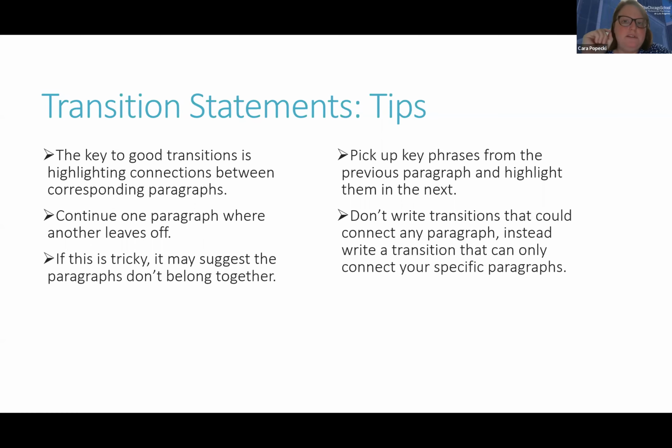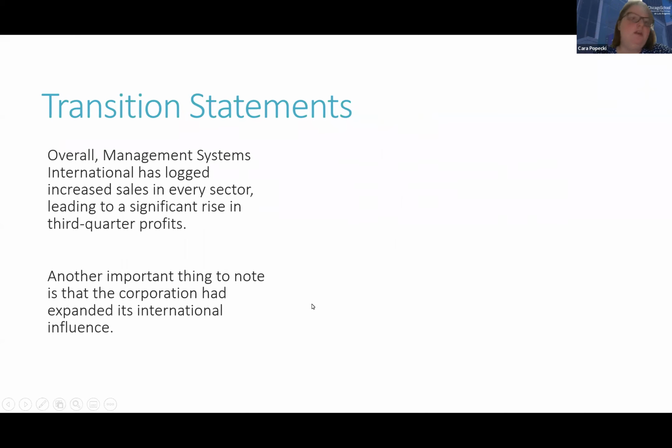So with all of these tips in mind, I'm going to show you a few examples. So here's a not great example. The first paragraph ends with the sentence, overall, Management Systems International has logged increased sales in every sector, leading to a significant rise in third quarter profits. And then the next paragraph starts with, another important thing to note is that the corporation had expanded its international influence. So this is a transition.